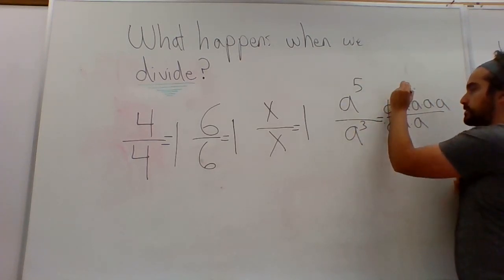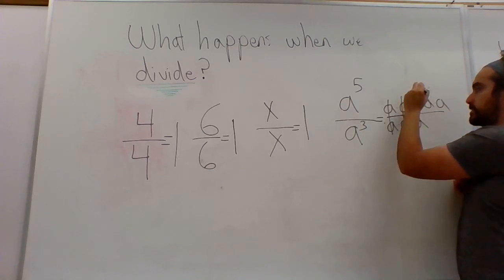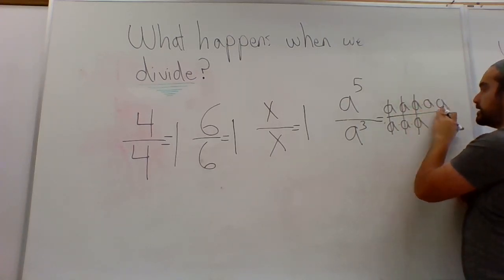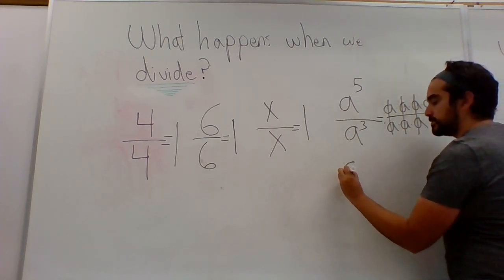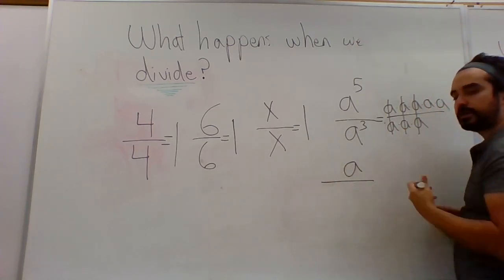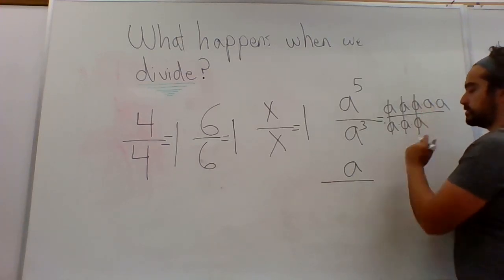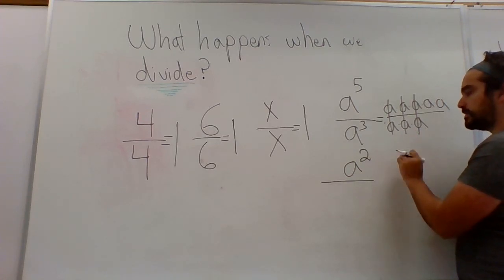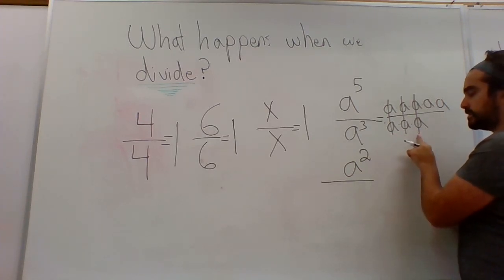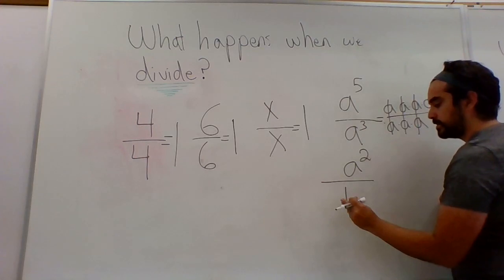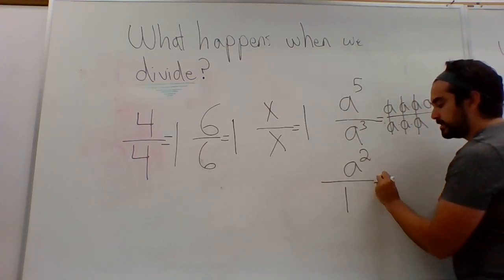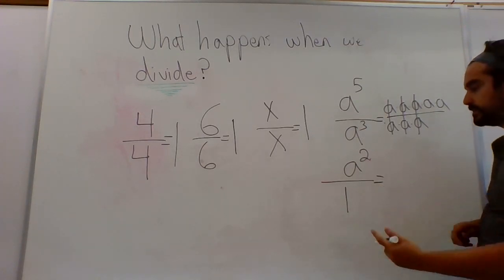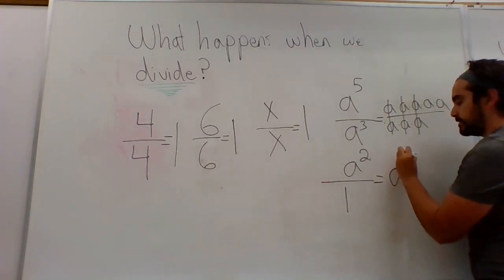A divided by a is 1. A divided by a is 1. So in reality, I have a's on top, so that's going to be my base. And how many do I have being multiplied? Well, 2. On the bottom, I have no a's, but all I see is 1's. So it's going to be 1. Now, to simplify this, a squared divided by 1 is going to be a squared.